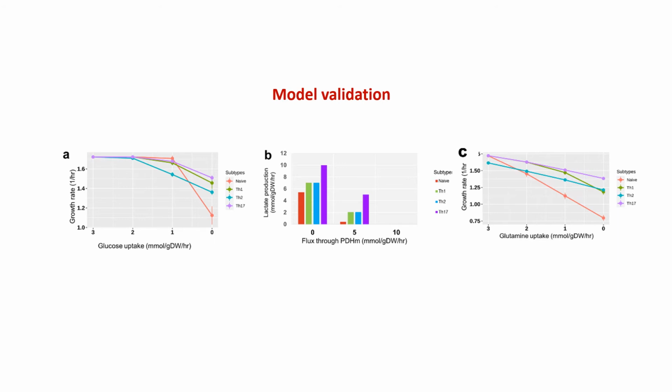Second, lactate production was reduced when flux through pyruvate dehydrogenase was increased. And all the models showed dependency of growth on glutamine, however, under glucose limiting condition. Our models were able to reproduce many other biological behaviors.